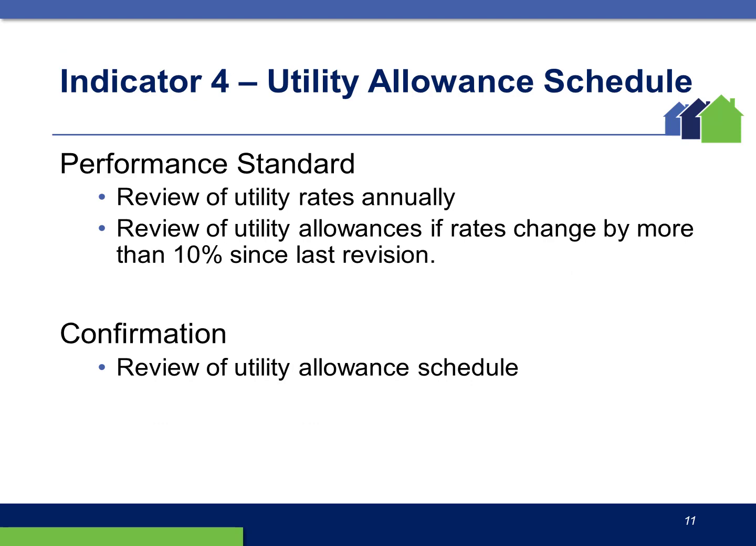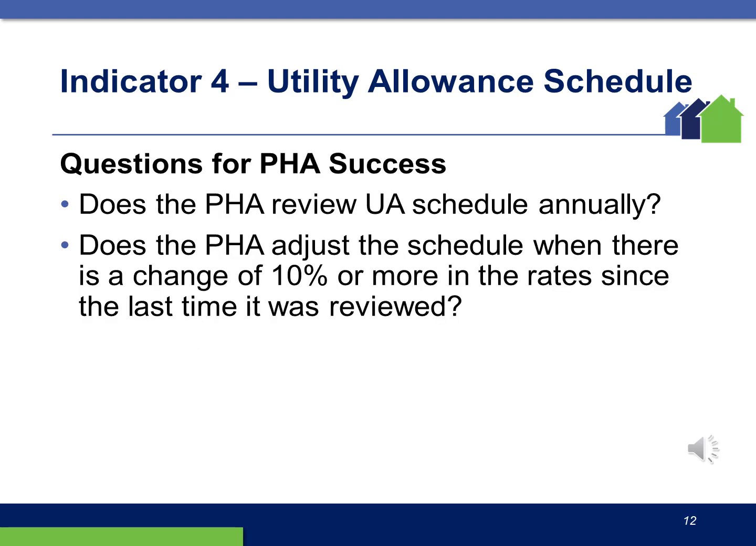Indicator number 4 focuses on whether the PHA maintains current utility allowance standards. HUD wants to ensure that the PHA is conducting a review of utility rates annually and a review of utility allowances if rates change by more than 10% since the last revision. This indicator is confirmed through a review of the utility allowance schedule. The questions for success on Indicator 4 are: does the PHA review the utility allowance schedule annually? Does the PHA adjust the schedule when there is a change of 10% or more in the rate since the last time it was reviewed?